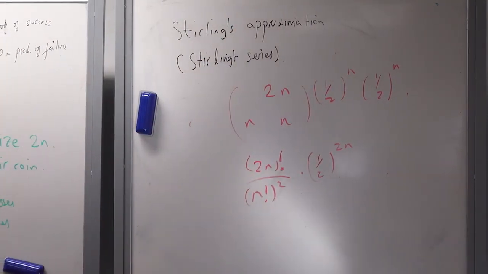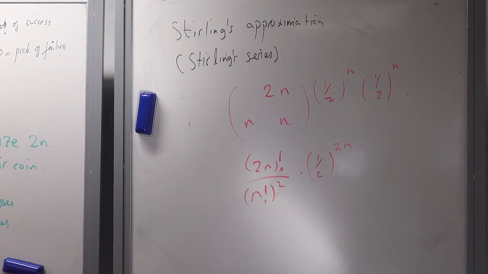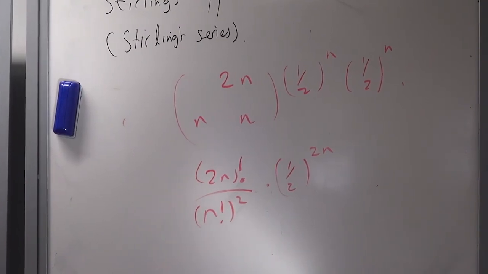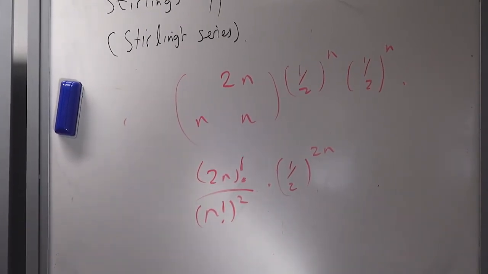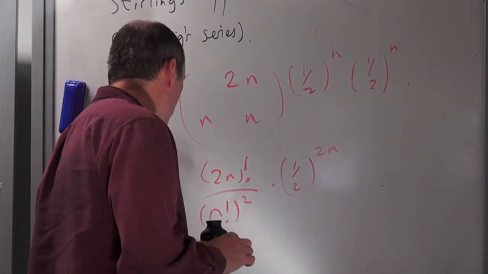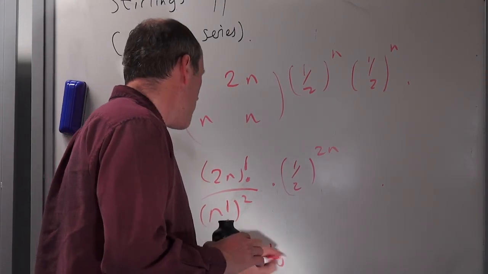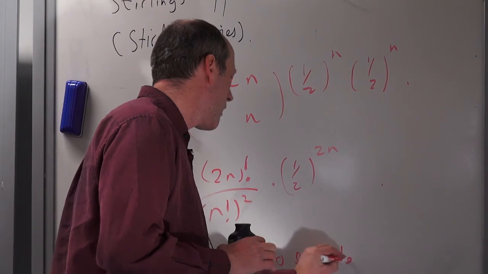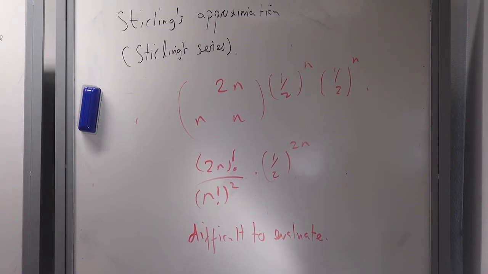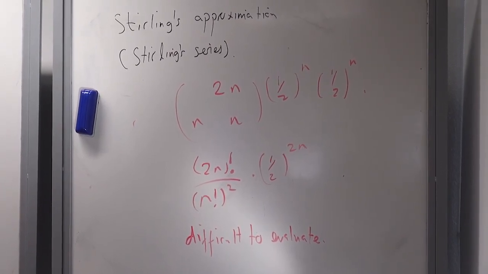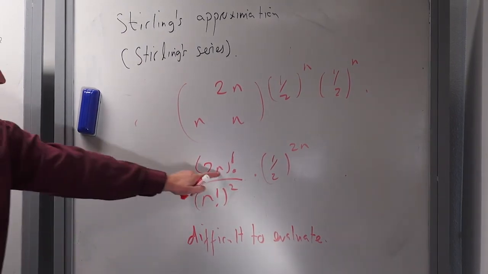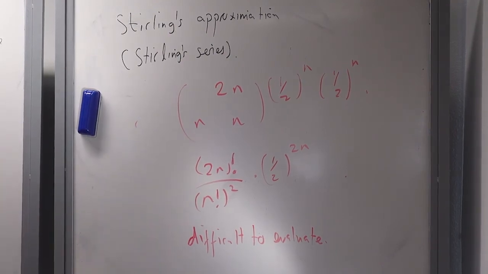Which is a poor answer. It's correct. But it's a poor answer in two senses. The first sense in which it's a poor answer is that it's difficult to evaluate. I can hear my mathematical colleagues howling in outrage that that is not a good reason to call it a bad answer. But in a practical course, we've got to evaluate stuff. And if this is hard to evaluate, if I put n equals a large value, you've got to do lots of multiplications.